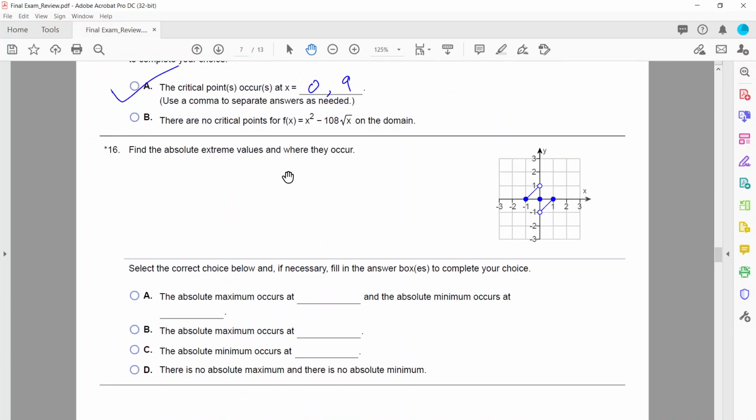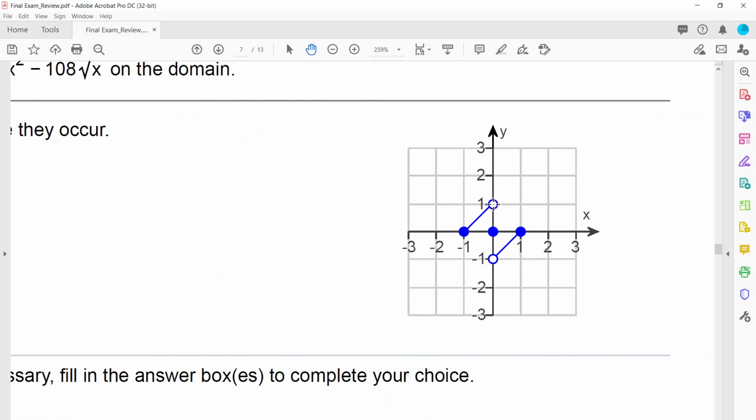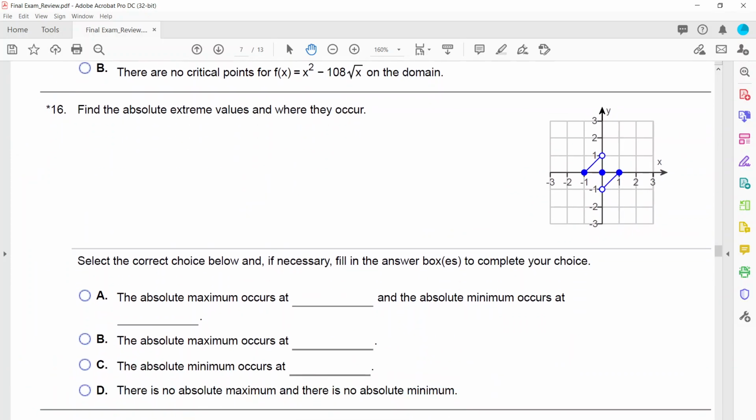Find the absolute extreme values and where they occur. If you look at this graph, you can see that this open circle is supposed to be the absolute maximum, and this open circle is supposed to be the absolute minimum, but they are not included. Which one is the absolute maximum we don't know, which is just slightly less than 1. We don't know what is slightly greater than -1. So that means the absolute maximum and absolute minimum don't exist here because of the open circles. So you can say that there is no absolute maximum and no absolute minimum.